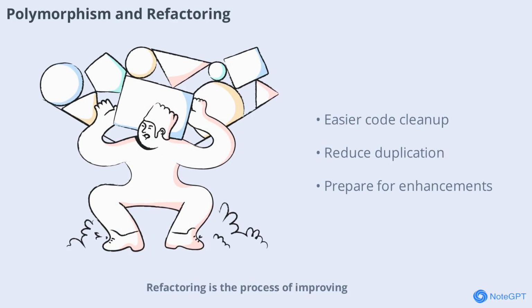Refactoring is the process of improving code structure without changing its behavior. Polymorphism makes refactoring easier by allowing you to replace specific implementations with more general ones. This helps you clean up code, reduce duplication, and prepare for future enhancements.